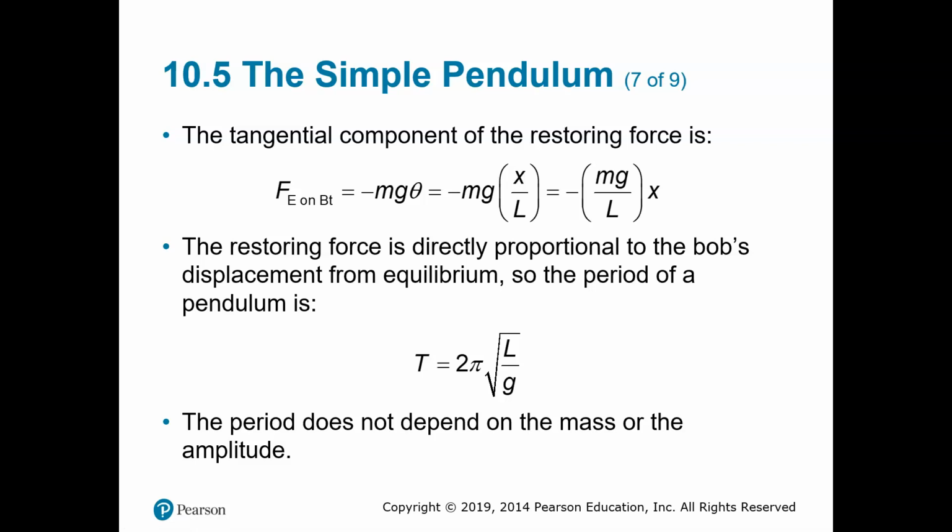Now, there is a gray zone we have to talk about. That restoring force was negative mg sine theta when we look at our free body diagram. Now, if I graph sine theta, it's going to look something like this. If I graph the line y equals x, it's going to look something like this.